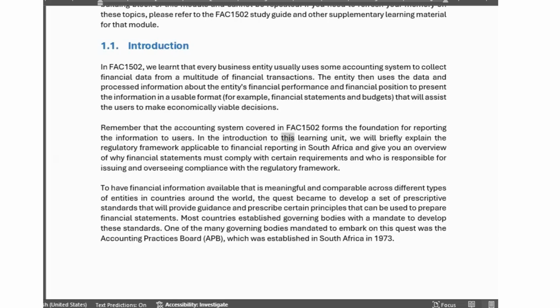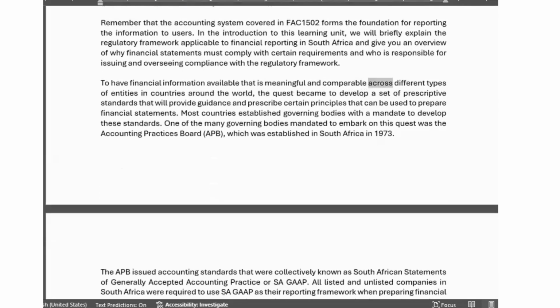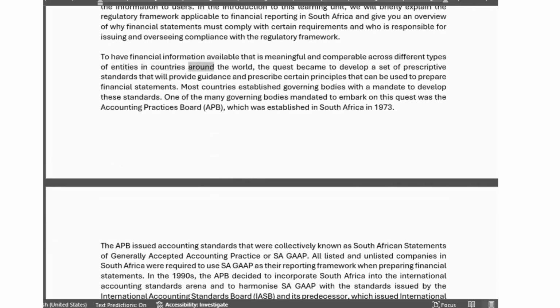In the introduction to this learning unit, we will briefly explain the regulatory framework applicable to financial reporting in South Africa and give you an overview of why financial statements must comply with certain requirements and who is responsible for issuing and overseeing compliance with the regulatory framework. To have financial information available that is meaningful and comparable across different types of entities in countries around the world, the quest became to develop a set of prescriptive standards that will provide guidance and prescribe certain principles that can be used to prepare financial statements.